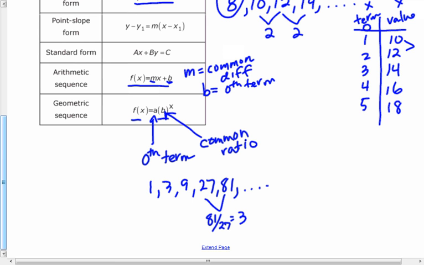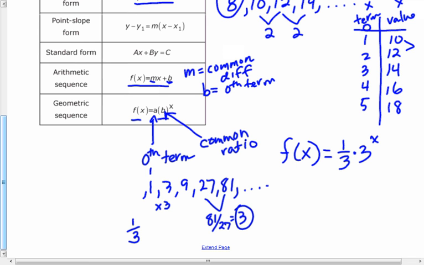So it's really what you're multiplying by, or your factor. So my equation here is going to be f of x is equal to, I need my 0th term, so I need to go back 1, and the way I do that here, since I'm multiplying by 3, I would take this first term and divide it by 3. 1 divided by 3, which is 1/3. And then I multiply that by the common ratio, which is 3, and then raise it to the x power.